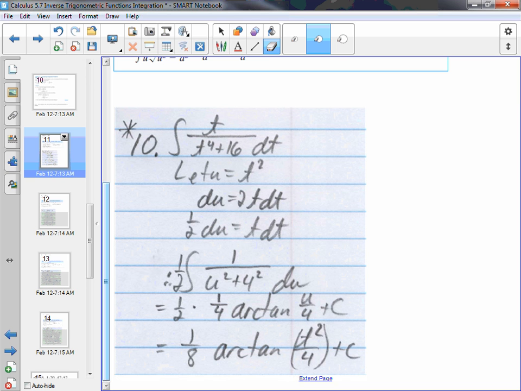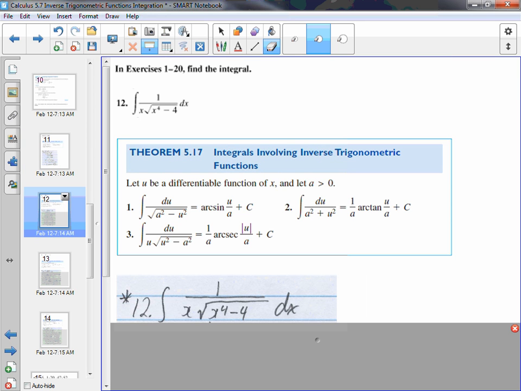Okay. Even the ones that make sense, you're going to have to be really careful on. Lots of places to goof it up. You've got to identify the correct a. You've got to identify the correct formula that you're trying to fit, or, I mean, if you're not even trying to fit the right one, you're in trouble. So, still lots of places to goof up. So, be careful. Let's do number 12.